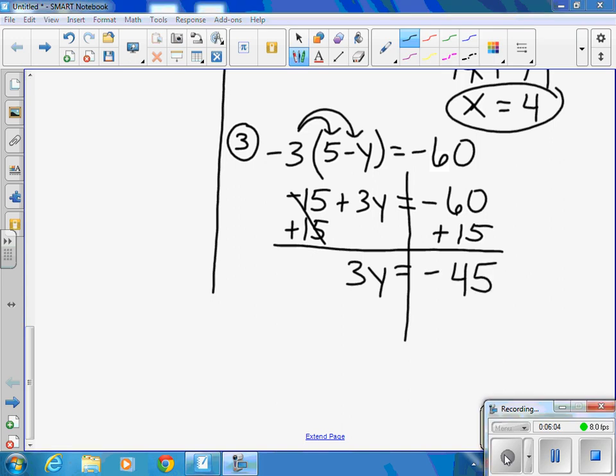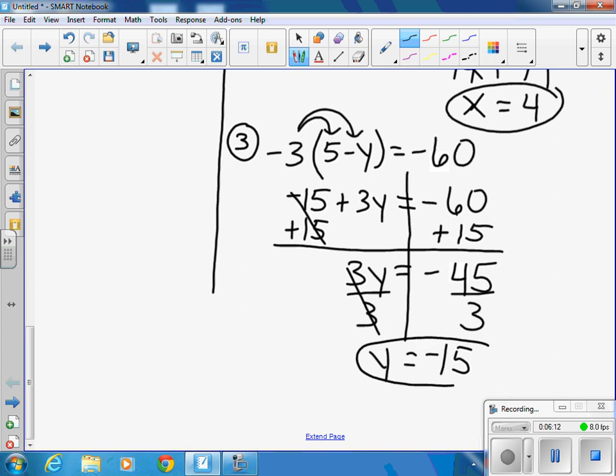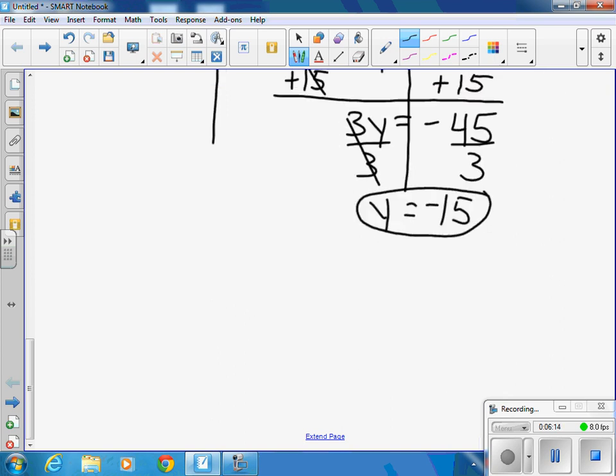And at this point, we're ready to divide. Divide both sides by 3. And you get y equals -15. So there's your final answer for that one. We have a couple more examples of what you might see pop up that's considered multi-step.